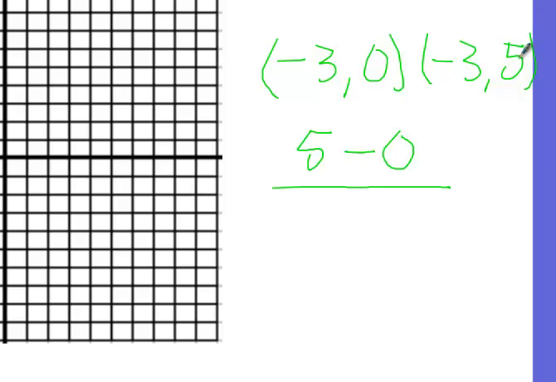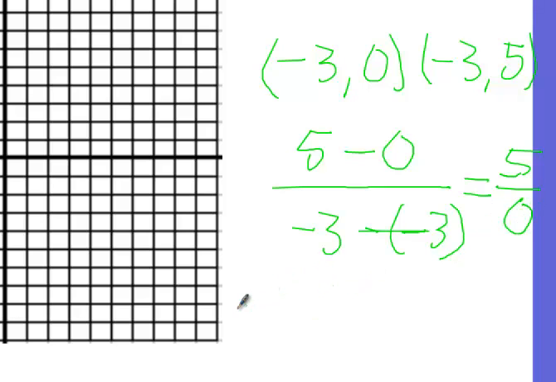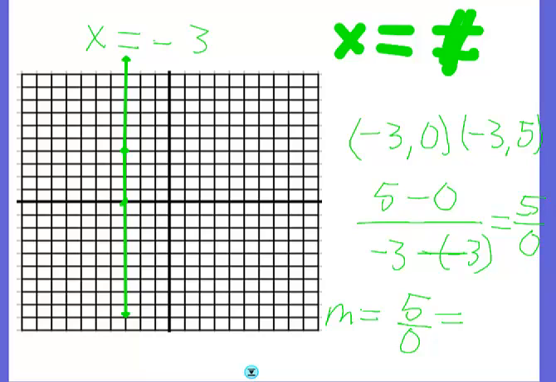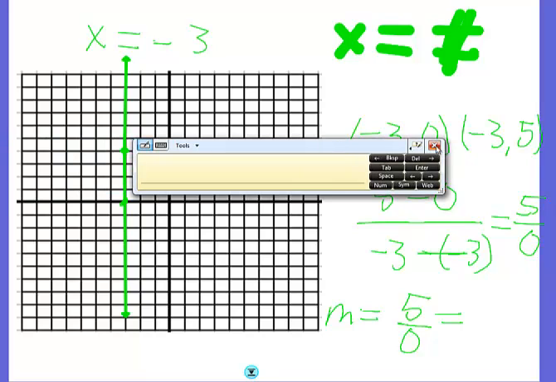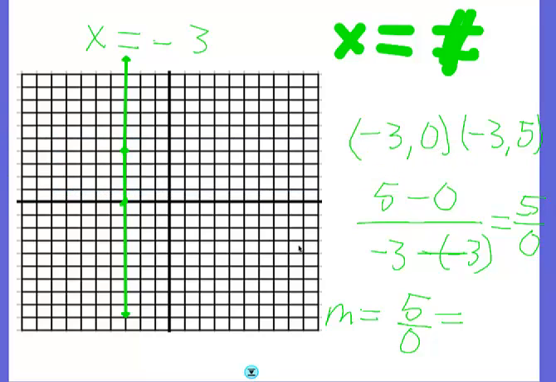So again, it's your y2 minus y1, so 5 minus 0, and then negative 3 minus a negative 3, which really becomes plus. So let's look at this. 5 minus 0 is 5. Negative 3 plus 3 is 0. So our slope is going to be 5 over 0. However, we know that anything divided by 0 is not allowed, and we call that undefined.